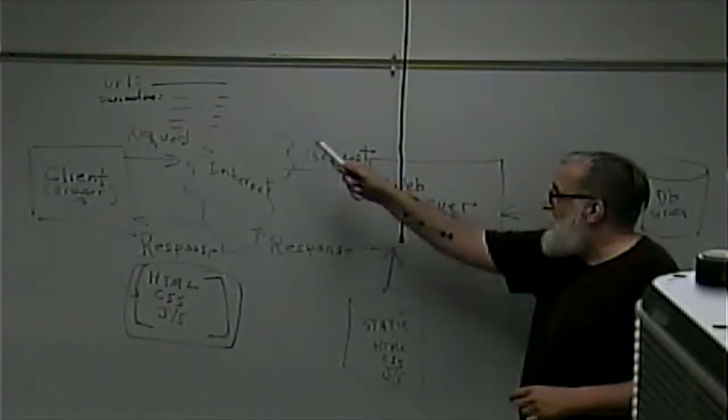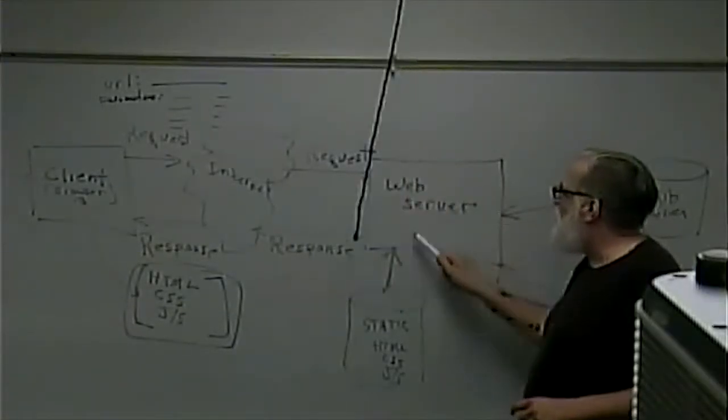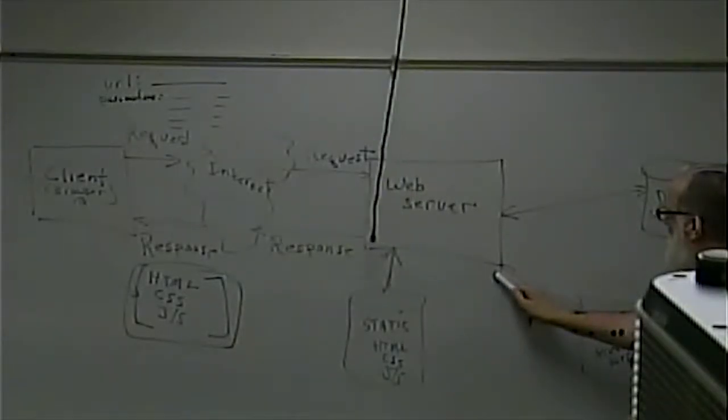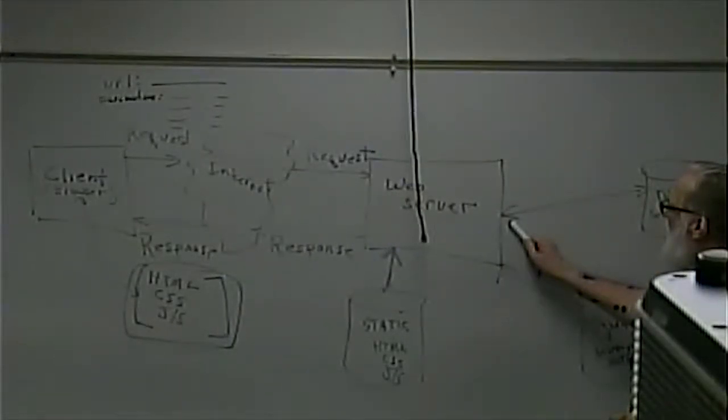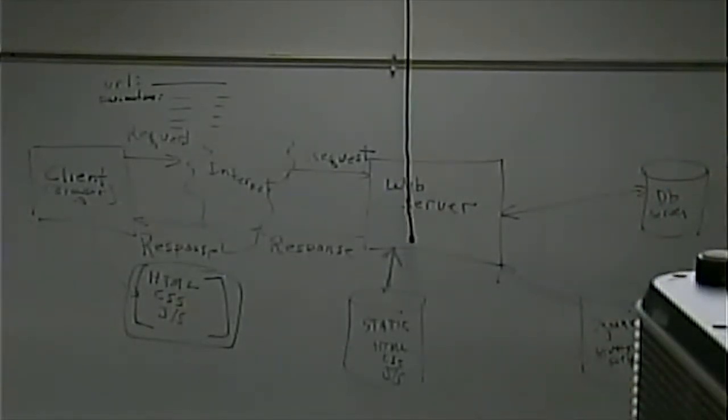So the web server takes those parameters that were supplied as part of the request, runs the program, pulls from the database, and performs its magic and creates a custom HTML page just for that request. Just like at Subway, your turkey sandwich is made for you, to your request. My turkey sandwich is made just for me.